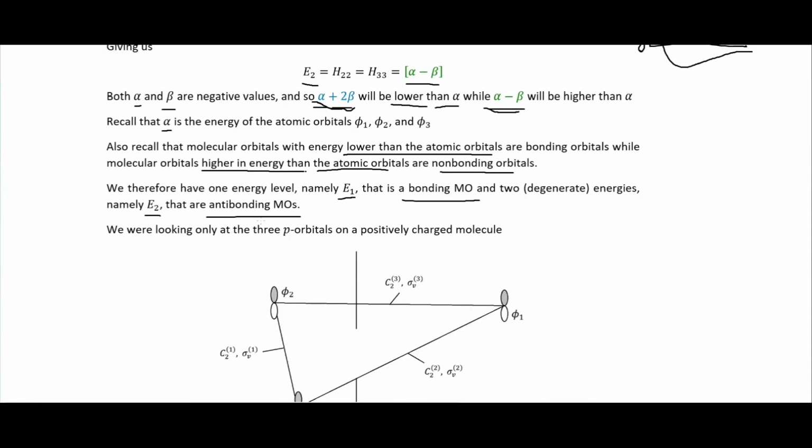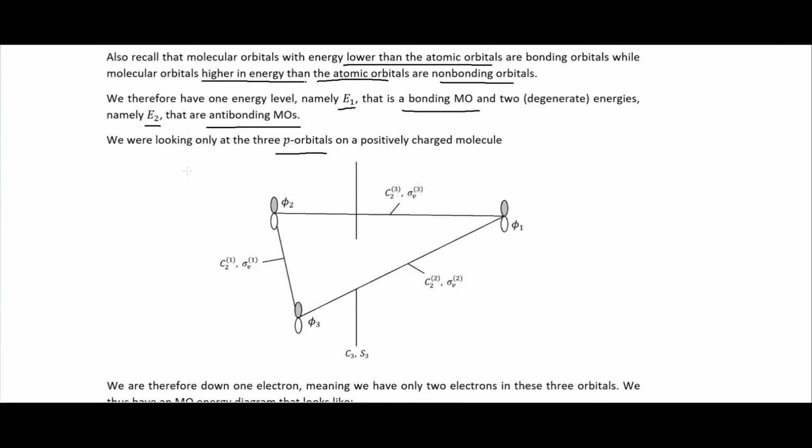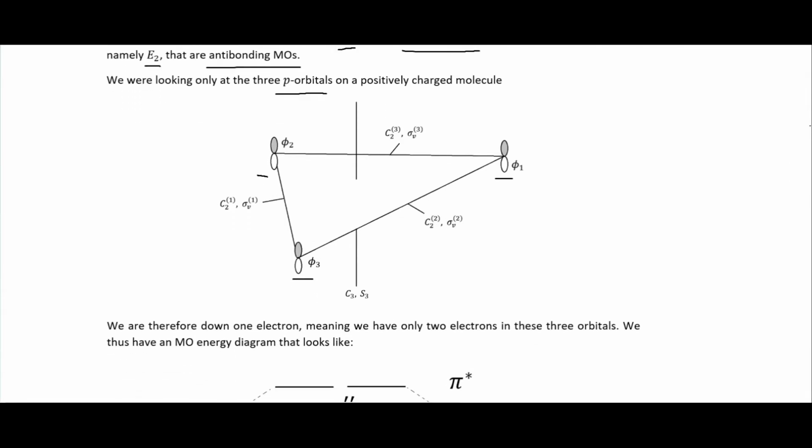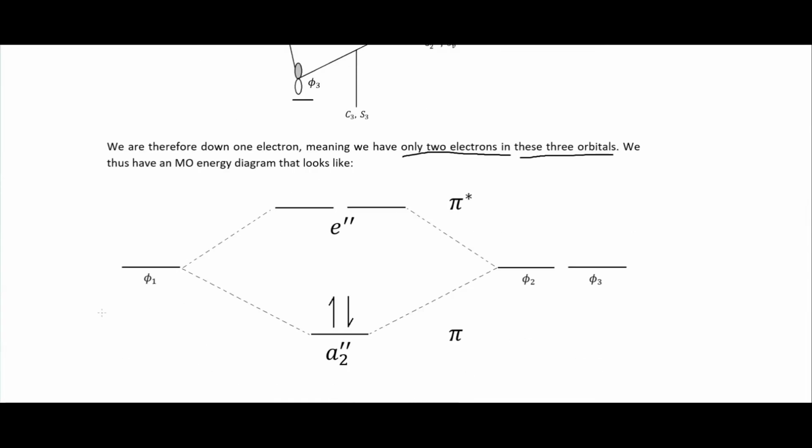So remember, we were looking at the p orbitals on our positively charged molecule. And so these three p orbitals here, but we only have 2 electrons that are being shared amongst these, generating that double bond character. So we therefore are down 1 electron, meaning that we only have 2 electrons in these 3 orbitals. So we therefore have this as our molecular orbital diagram.